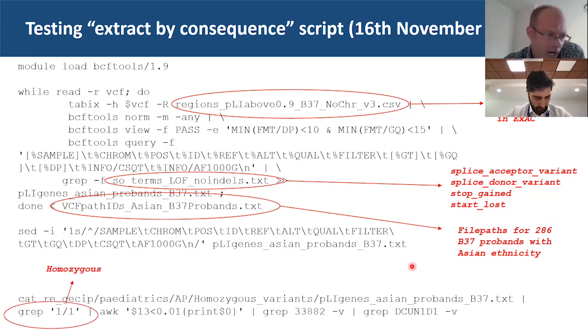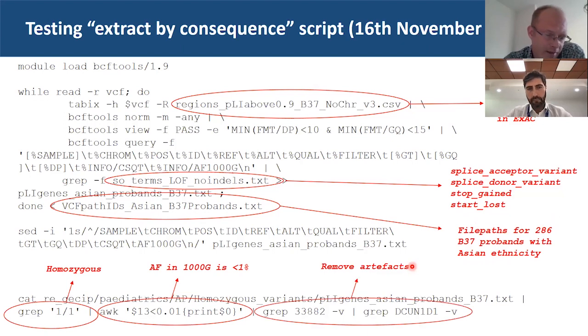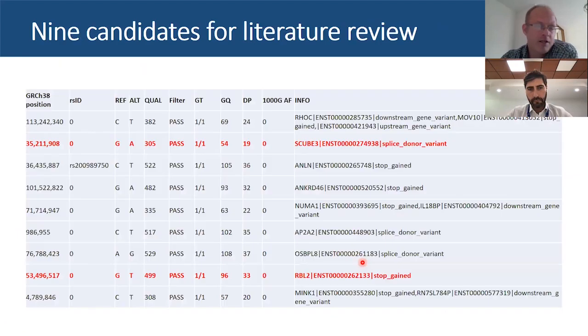And then for the output, we did an additional filter for homozygous, so variants also had to be rare in the 1000 Genomes Project. And then this was just a very quick, crude way of removing artifacts. So this generated a candidate variant list of 9 very rare homozygous loss of function variants.